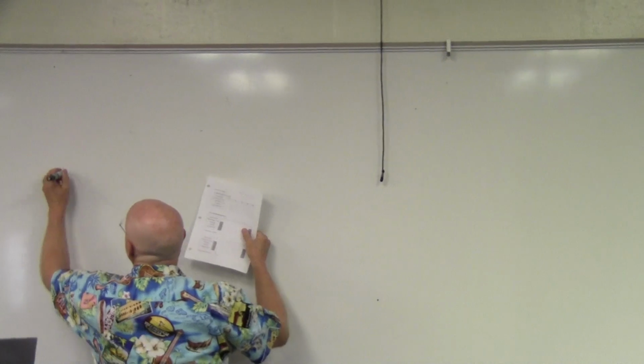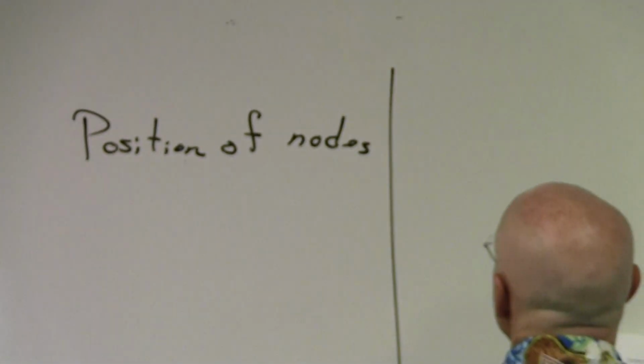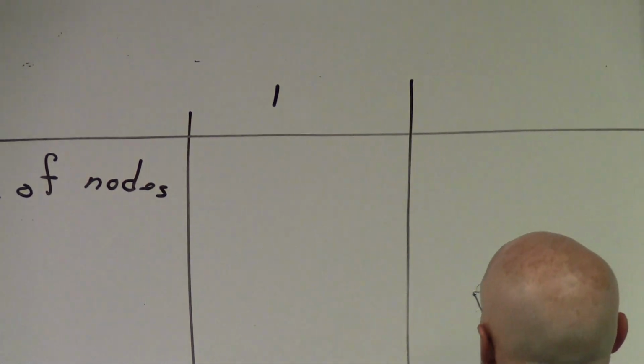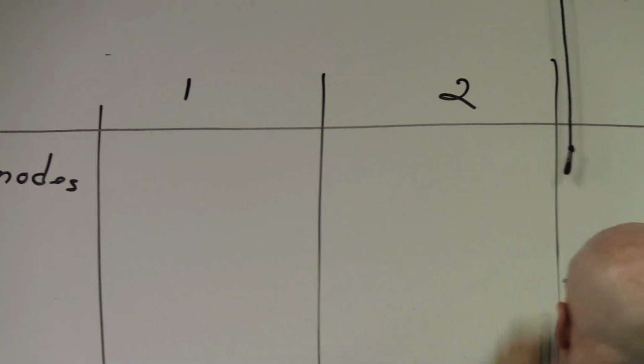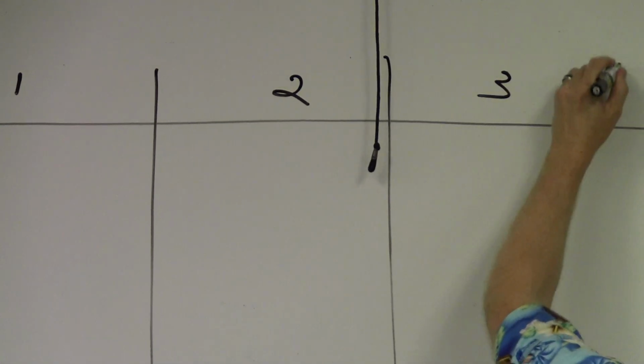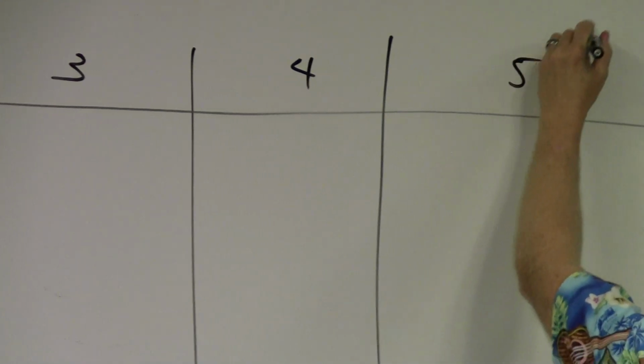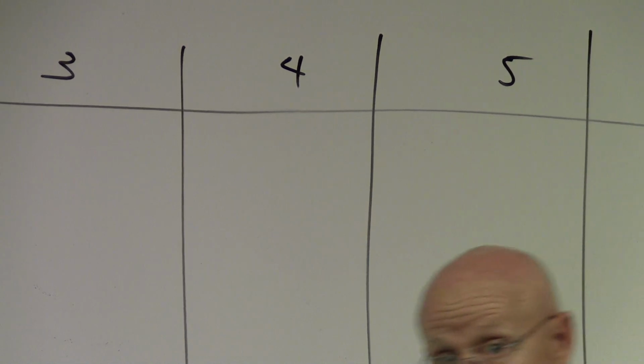They say, find the position of the nodes. And so we're going to set up a standing wave pattern. And as you will soon see, there will be 5 nodes. And so your table has listed the number of nodes 1 through 5. And so we're going to find those positions.